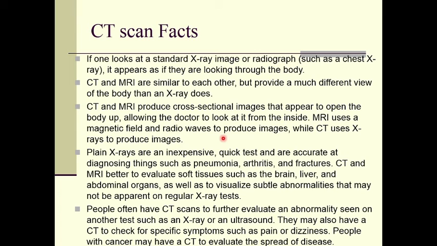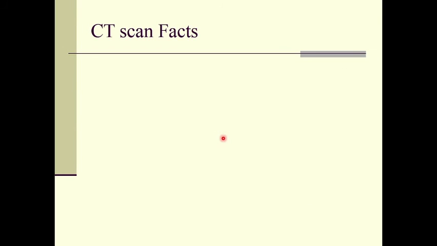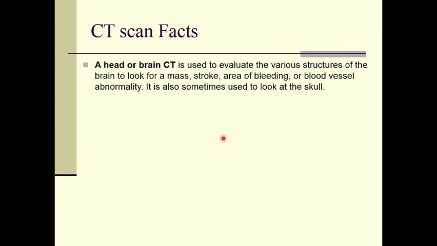People often have CT scans to further evaluate an abnormality seen on another test such as an X-ray or an ultrasound. They may also have a CT to check specific symptoms such as pain or dizziness. People with cancer may have a CT to evaluate the spread of disease. A head or brain CT is used to evaluate the various structures of the brain to look for a mass, stroke, area of bleeding or blood vessel abnormality in the brain. It is also sometimes used to look at the skull.